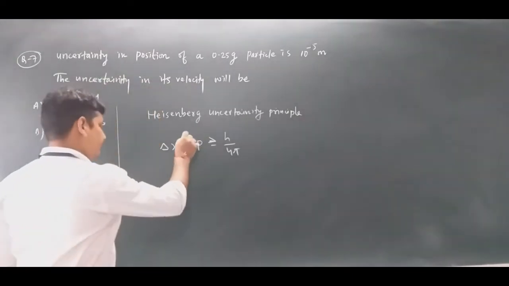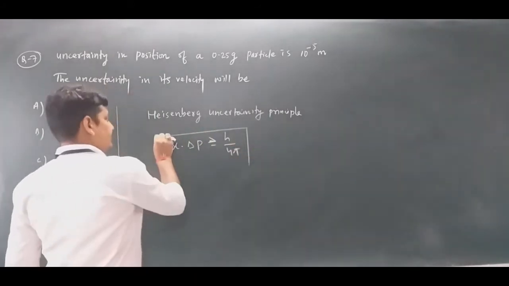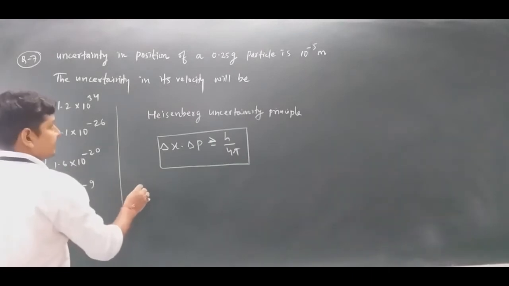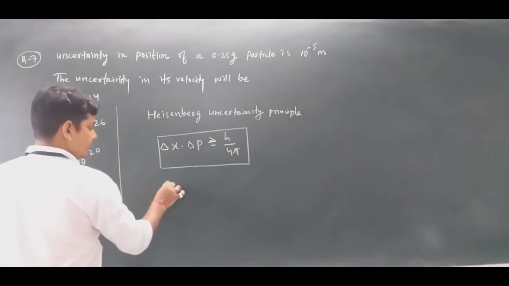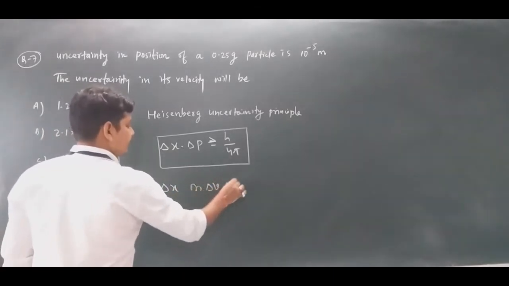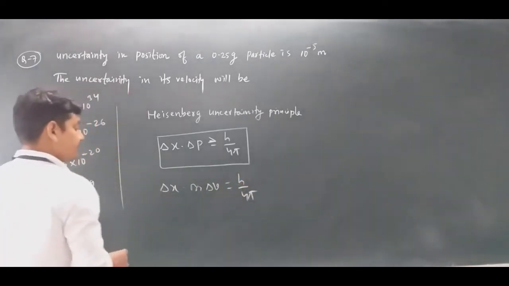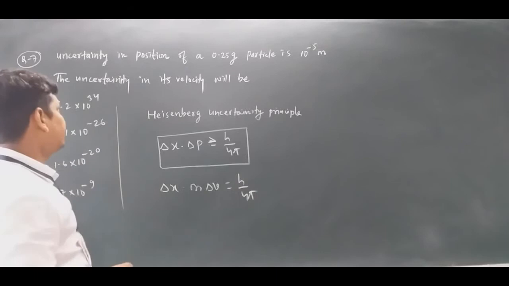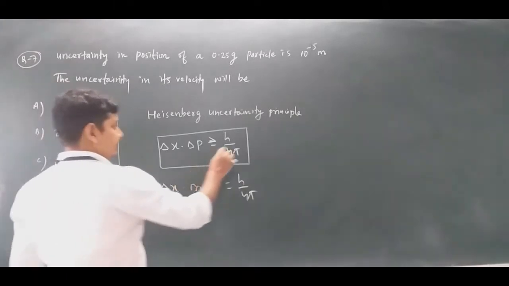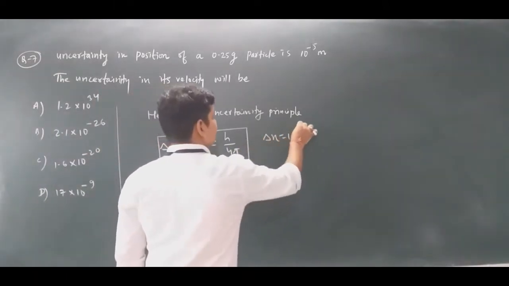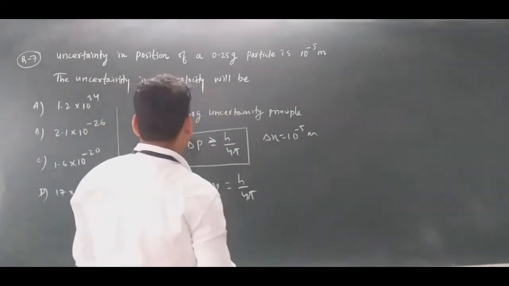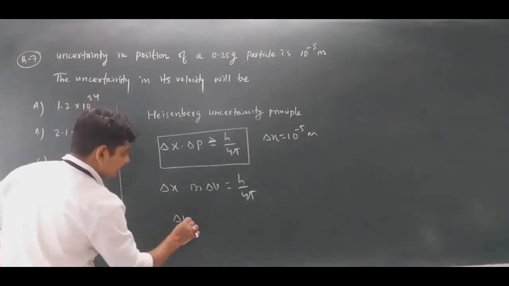So here, uncertainty in position. If we change delta p to m delta v, then delta x into m delta v should be h by 4 pi. They are asking about the uncertainty in position of a 0.25 gram particle. They are giving delta x to be 10 to the power minus 5 meter, and they are asking the uncertainty in velocity.